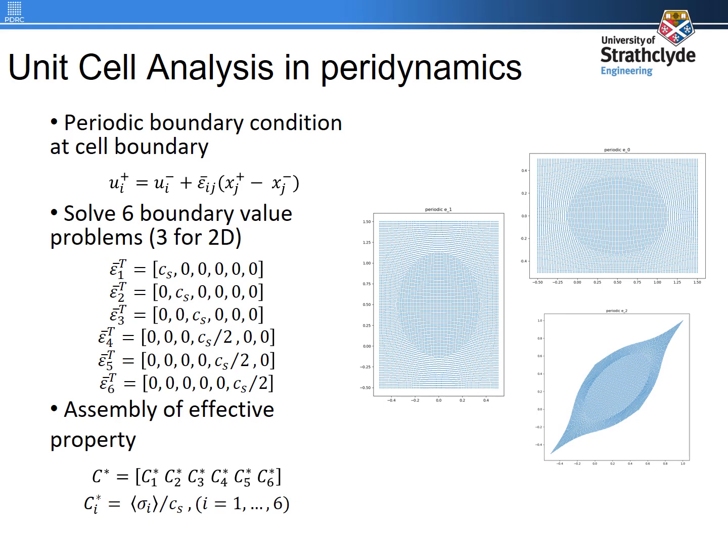Once 6 boundary value problems are being solved, the stress field can be further obtained based on the displacement field. And by volume averaging the stress field, we can assemble the effective material property matrix C star.